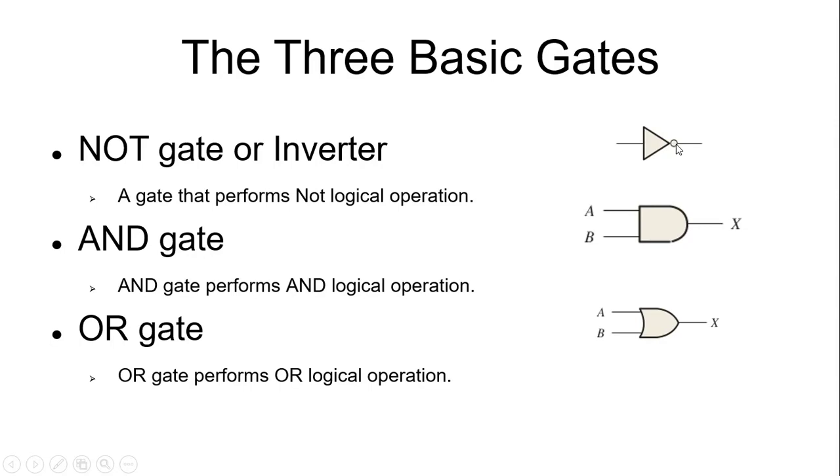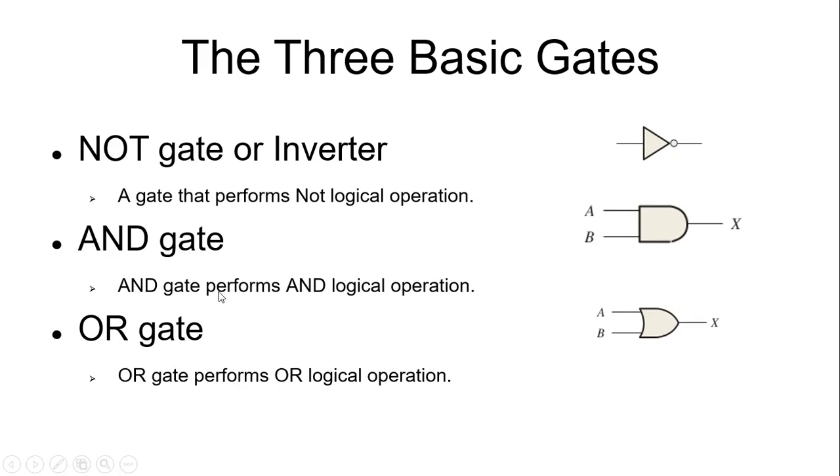This bubble shows complementation or inversion. So when we apply a 1 at the input, we get a 0 at the output. When we apply a 0 at the input, we get a 1 at the output. This is the operation of a NOT gate.